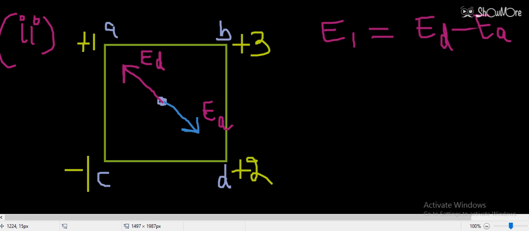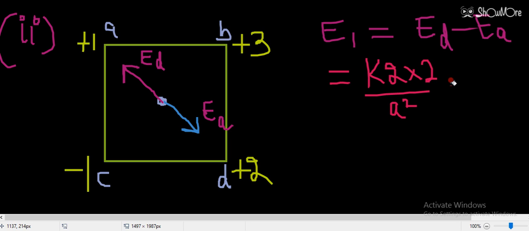Let's take the side of the square as A. So ED will be equal to K into 2 by A square by 2. So 2 will multiply here. 2 times 2 is 4. Okay, I will continue that question. So minus 2 into K.